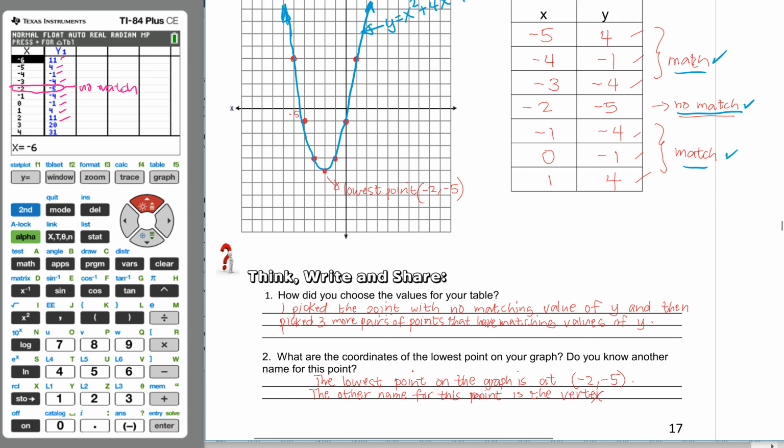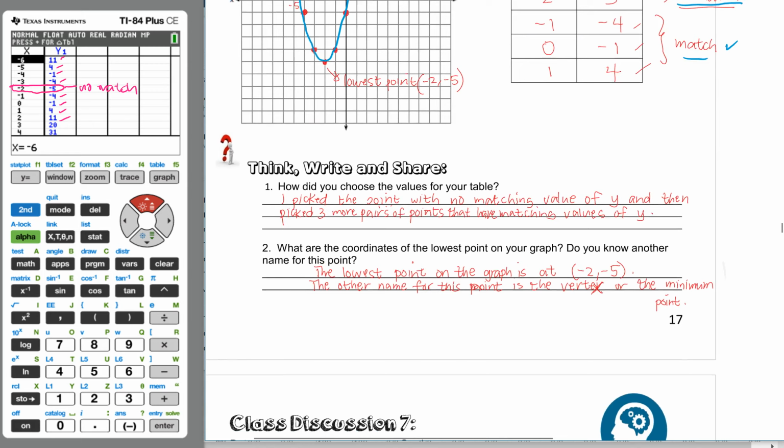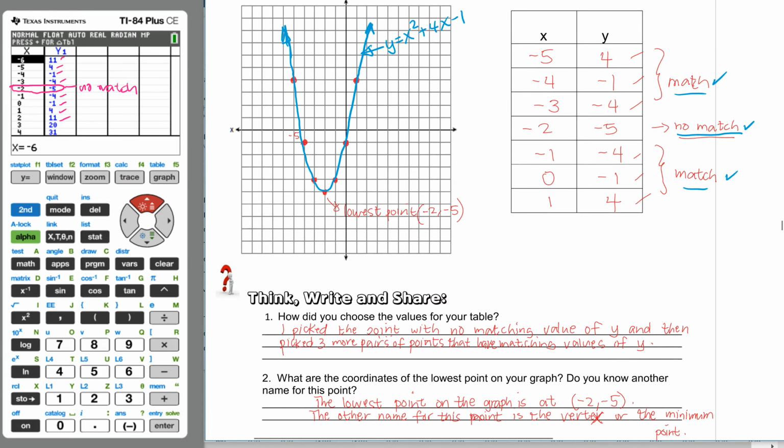The vertex, or the minimum point. That's the other term for the lowest point. The vertex could be the lowest point, or it could be the minimum. The lowest is the minimum point of the graph. Okay.